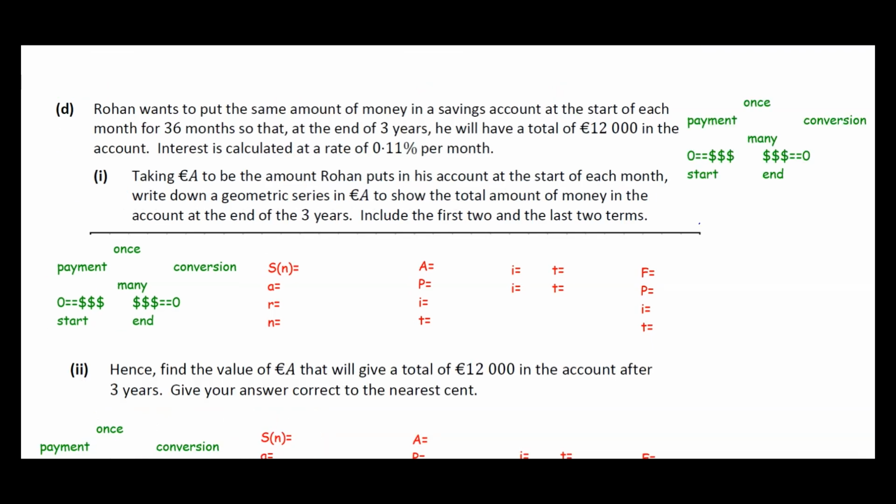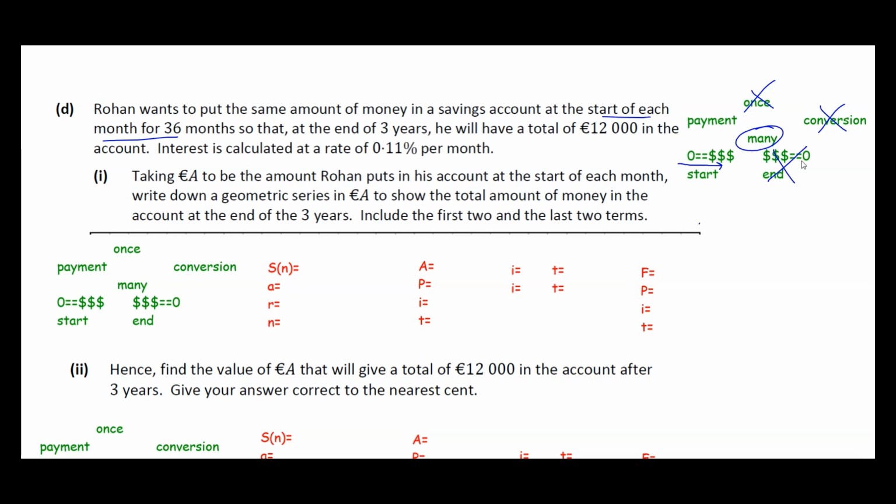So Ronan wants to put the same amount of money in a savings account at the start of each month for 36 months. So straight away, I understand this is many payments, isn't it? It's not once-off, it's not conversion. This is many payments that I am looking at. And in this particular example, he doesn't have money, but he wants to have money. So he goes from 0 to money.